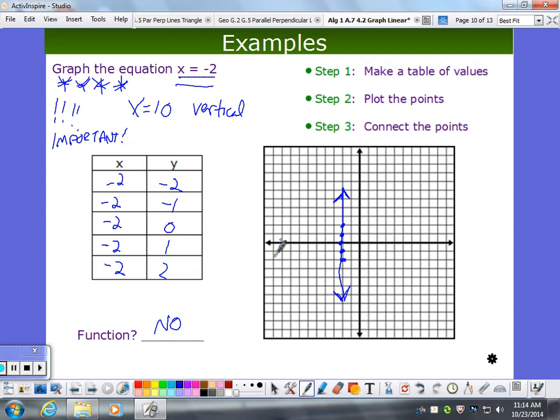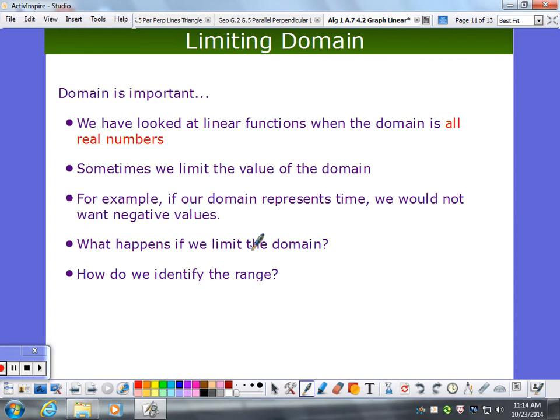What's the domain here? For this particular one? It's just negative 2. And what's my range? All your numbers. That's all real numbers. Interesting. Not a function though. Is this easy? Let's hope so. Alright, now, where's my friend with the ray?